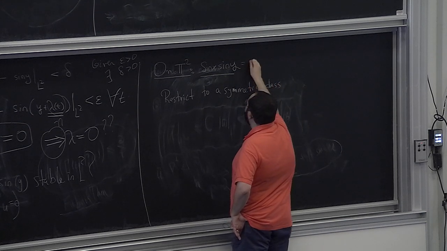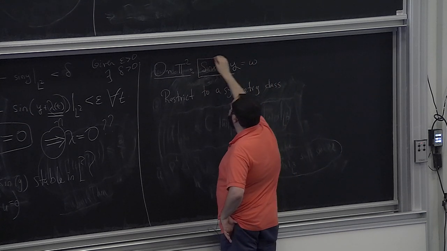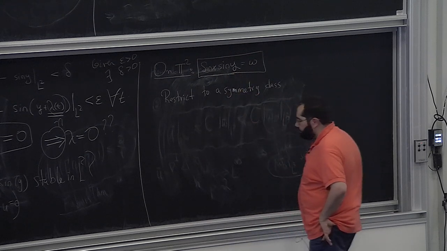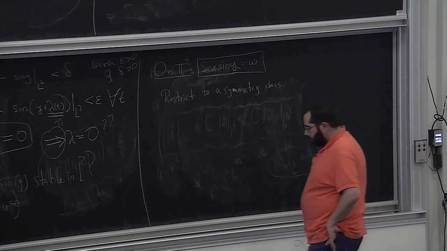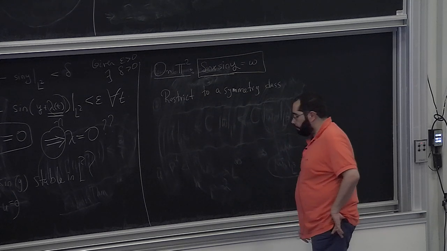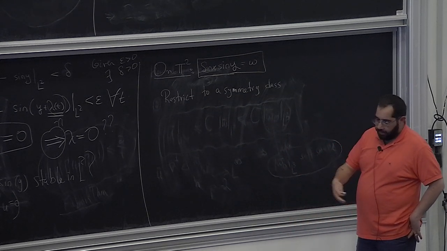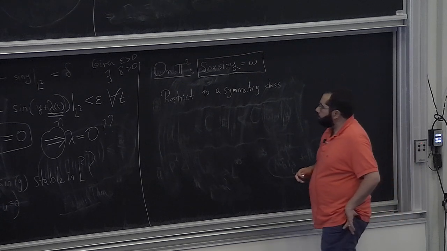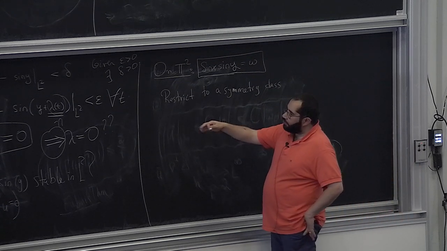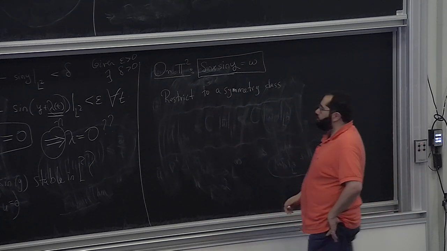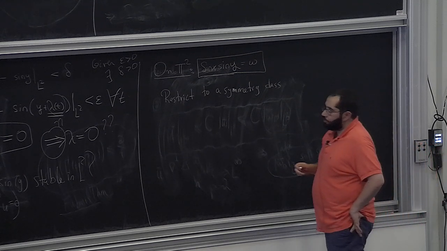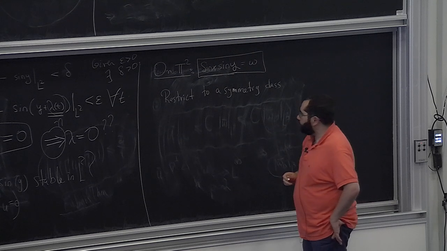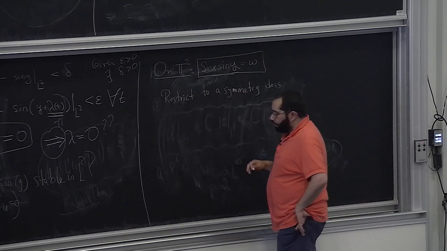Okay, so this is omega. It's an eigenfunction of the Laplacian with eigenvalue negative 2, and it's a steady state. But it doesn't conform to that. If you now restrict to a symmetry class, you can use similar arguments. There are different ways you can choose it.